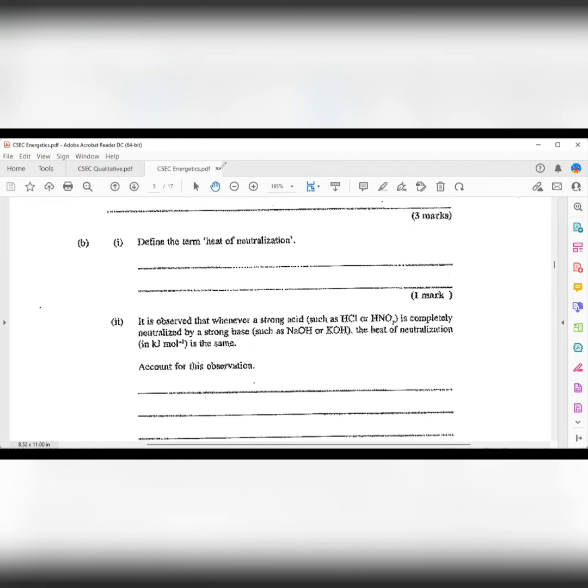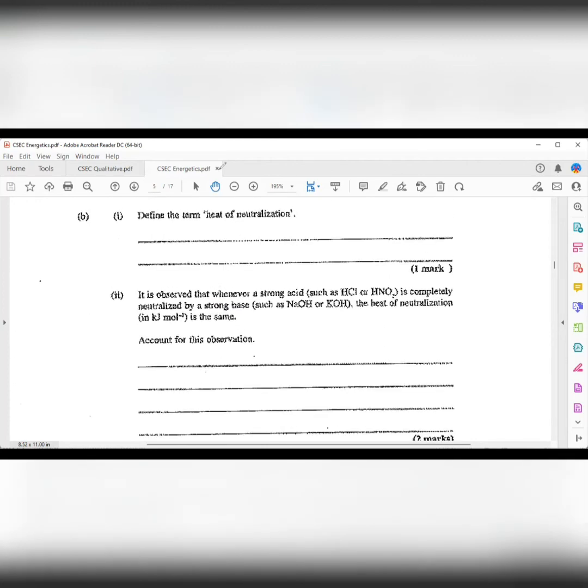The next question now says, for a strong acid and a strong base, such as sodium hydroxide, the heat of neutralization is the same. They're now saying account for this observation. The reason for that is simple. When you react the acid and the base, because they're completely ionized, they combine together to form 1 mole of water. That's one thing. The next thing is that it is done under standard conditions.